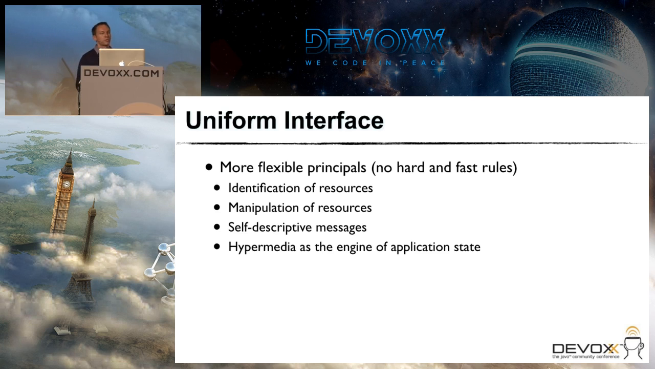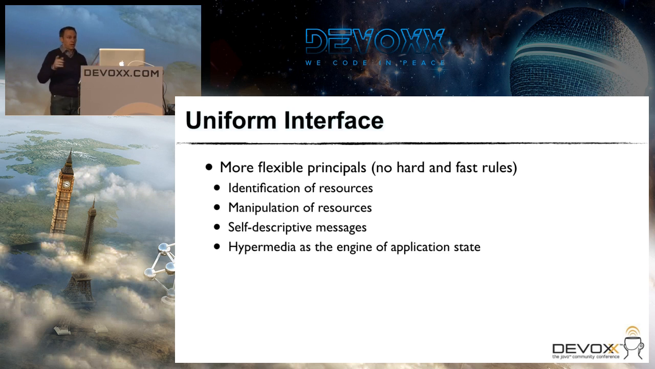And some of the principles around the uniform interface are this idea of identification of resources, right? How do you identify a resource that you want to do something to? How do you do that something? How do you manipulate that resource? So you need an interface that describes manipulation. The messages that are passed back and forth through this RESTful API need to be self-descriptive, right?